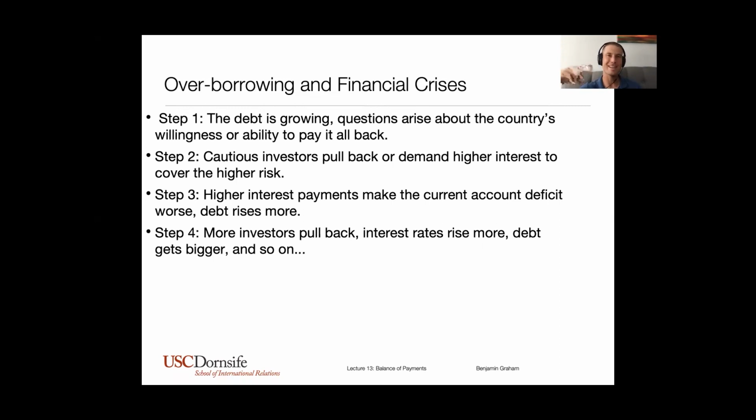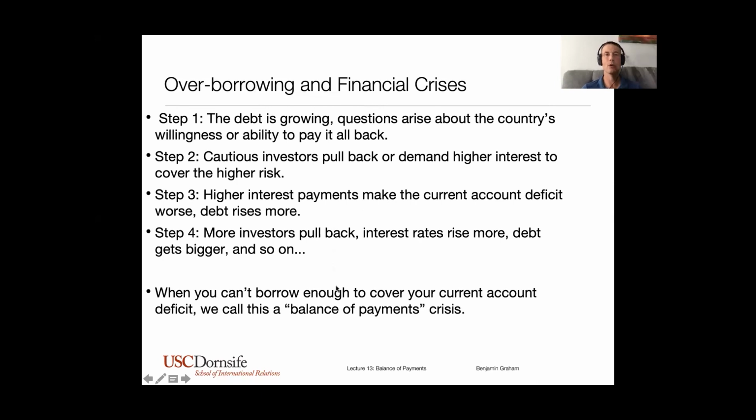Once this kicks off, this can be a really quickly accelerating spiral until you can't find anybody to lend to you anymore. And when you can't find anybody to lend to you anymore, that is when we say you are in a balance of payments crisis or a debt crisis, and they're pretty interchangeable. So you end up in a financial crisis. Okay. And our next lecture after this will be on financial crises.